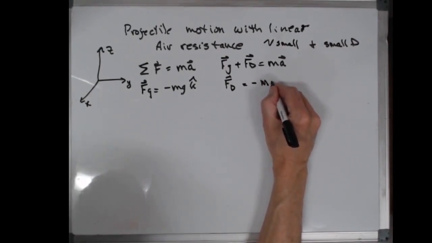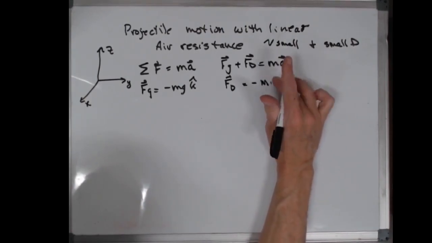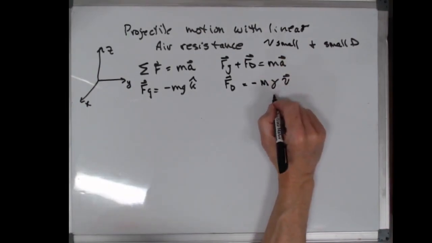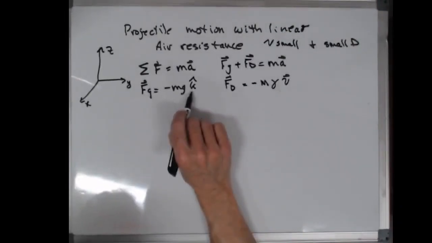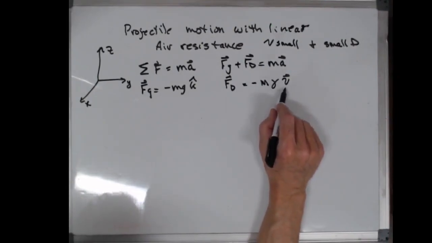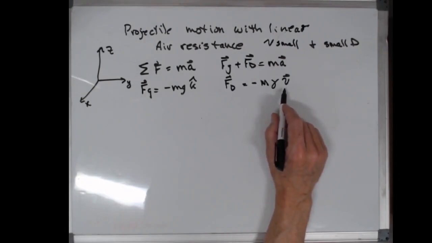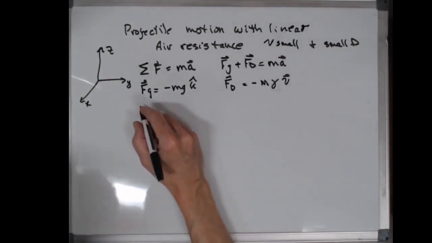m gamma v, where gamma is a measure of the drag. And so the gravity force always points down the k-axis. Notice the drag force points opposite the direction of the velocity, and so the v just points whatever direction velocity is going, and your drag force points in the opposite direction. That's what that minus sign does.